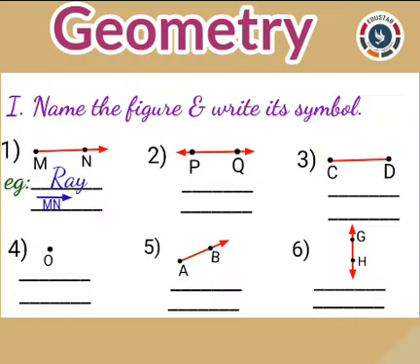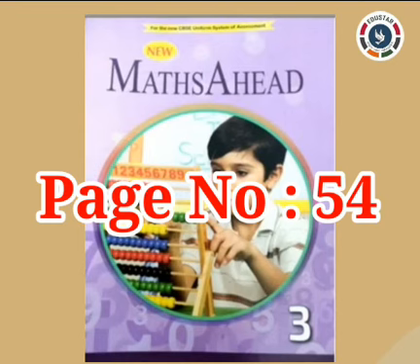Now let us do some exercises. Dear students, you have to practice these exercises in your rough note. Here totally 6 Roman letters are given. Roman letter 1, name each figure and write its symbol. Here the first question has been done for you. The remaining questions from 2 to 6 you have to do. While doing this exercise, if you get doubt, you can refer page number 54 in your math book.